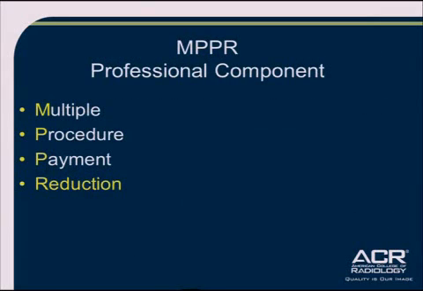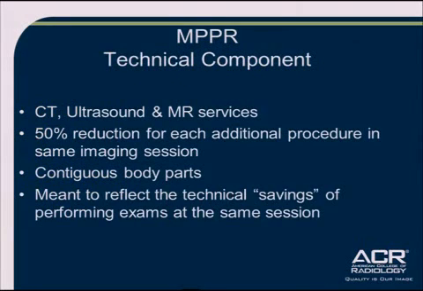I want to spend the second part of my talk talking about the MPPR. We've heard about that a number of times now in different venues, and I'm just going to try and highlight a couple unique issues with the MPPR. I don't have any answers, but just to point out some of the problems and some of the things we're dealing with. For those of you that don't know, it's the Multiple Procedure Payment Reduction, MPPR.